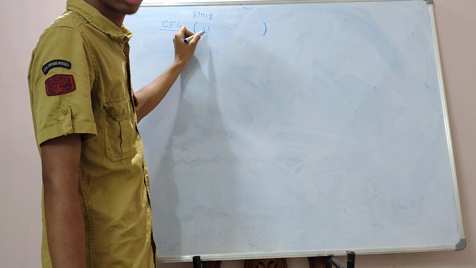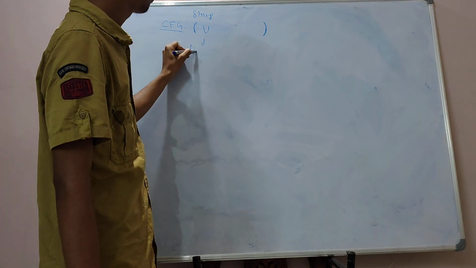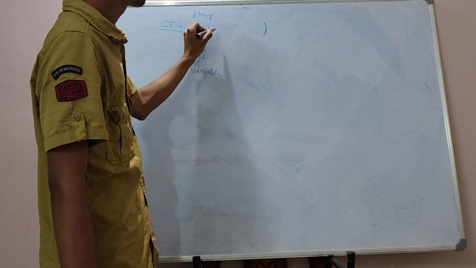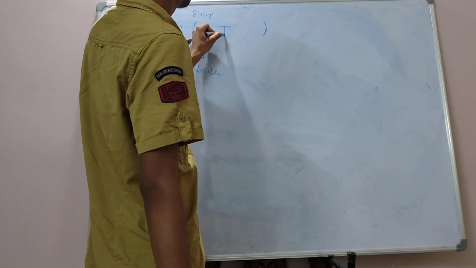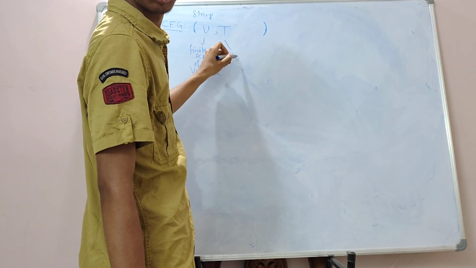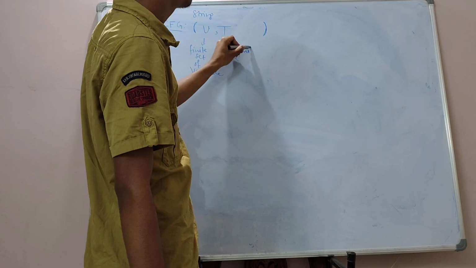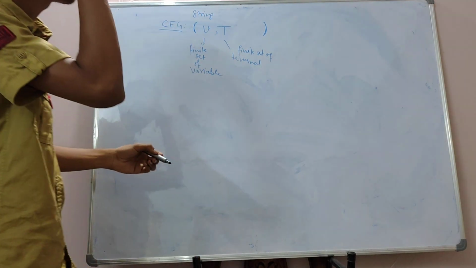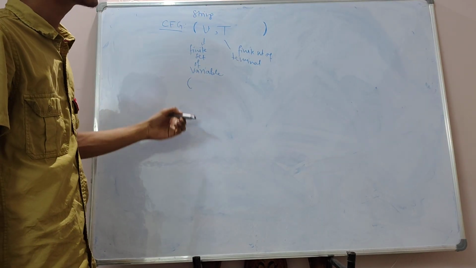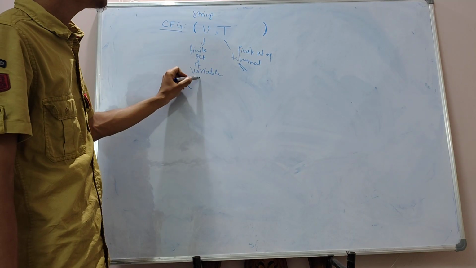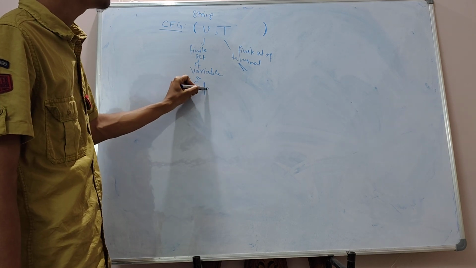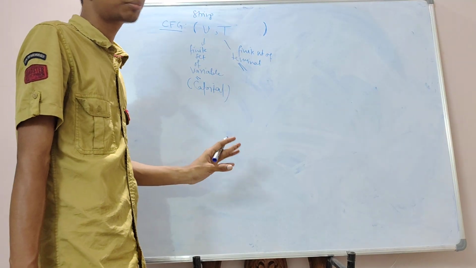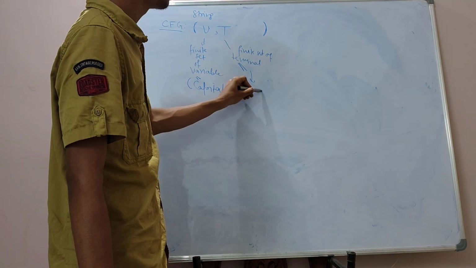First is a finite set of variables, and second is a finite set of terminals. Now what is a finite set of variables? This is the variable which can be replaced by any terminal or any other variable, and is often denoted by a capital letter. And a finite set of terminals is any terminal which cannot be replaced by any variable, and this is often denoted by a small letter.